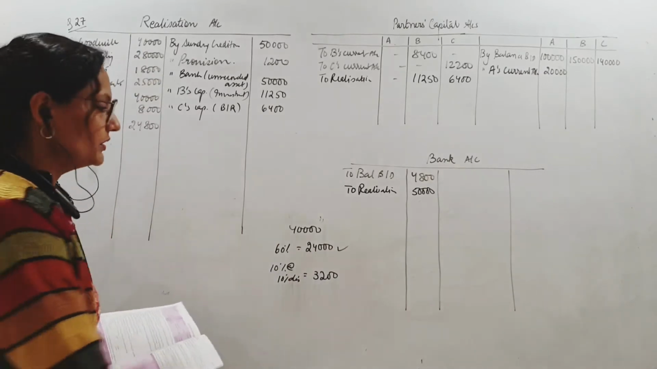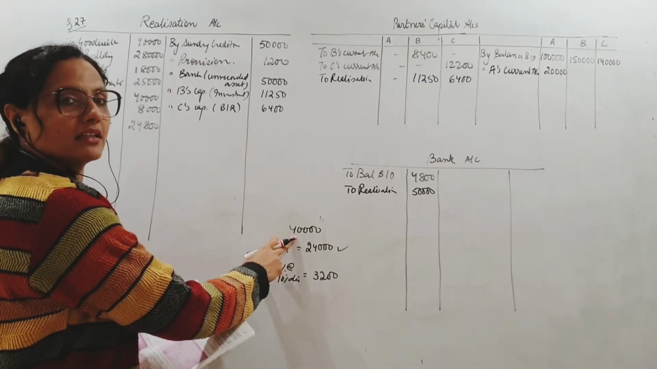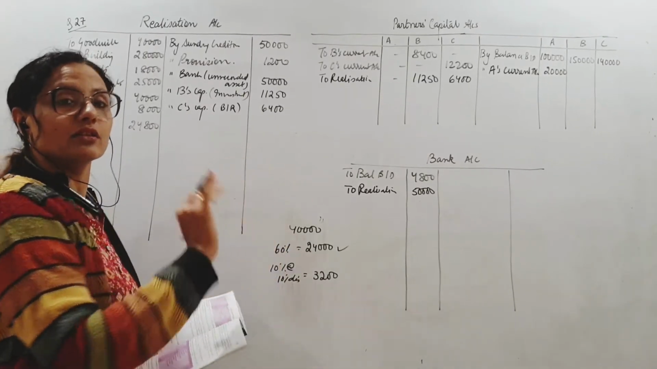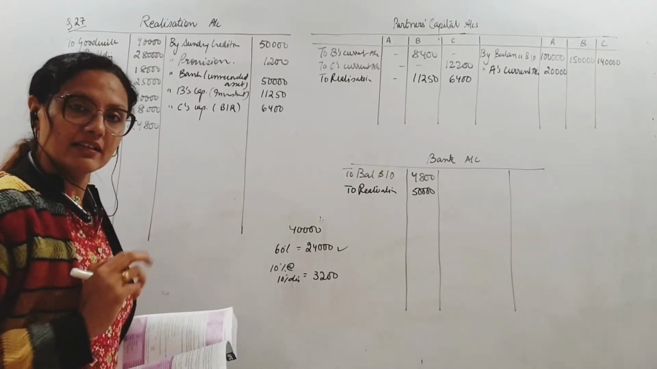Right? What did I do? 10% of stock, 4,000. 20% of that is what? 800. Discount. I did not receive 4,000. I received 800 less. So 3,200 I received.